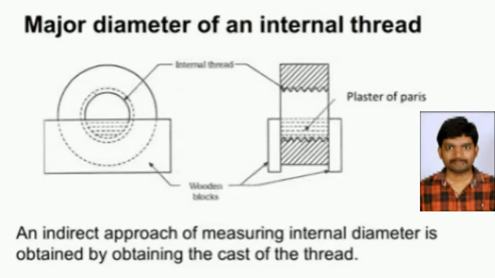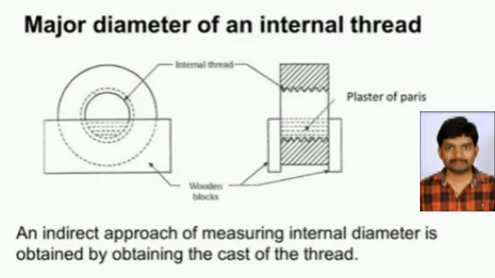Now let us understand how we measure the major diameter of an internal thread and the minor diameter of an internal thread. The minor diameter of an internal thread can be measured by using taper parallels and also by rollers. Now, measurement of the major diameter of an internal thread.